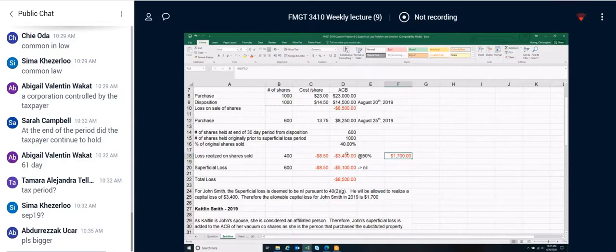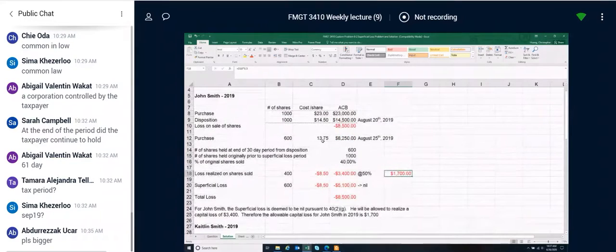Now, for his ACB, if I look at the 600 shares, you had a purchase of 82.50. You spent 82.50 to buy these 600 shares, plus, pursuant to 53(1)(f), the denied loss.